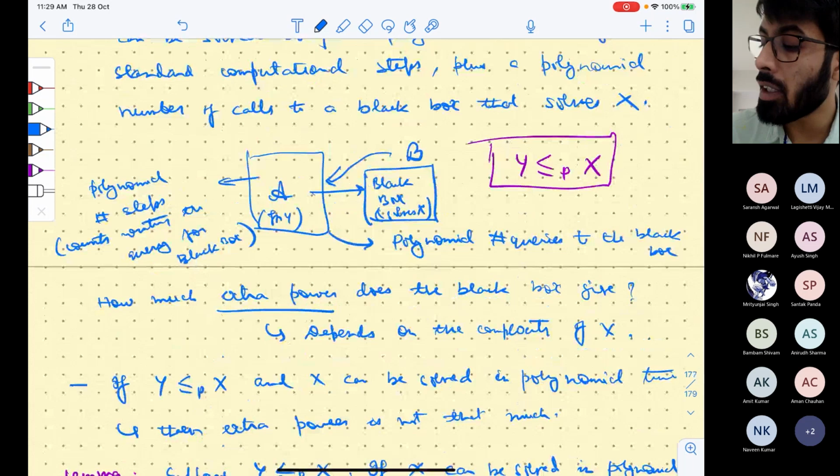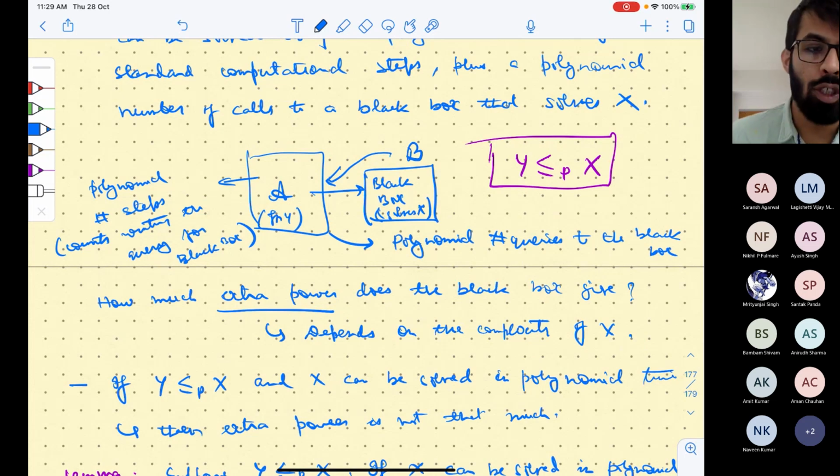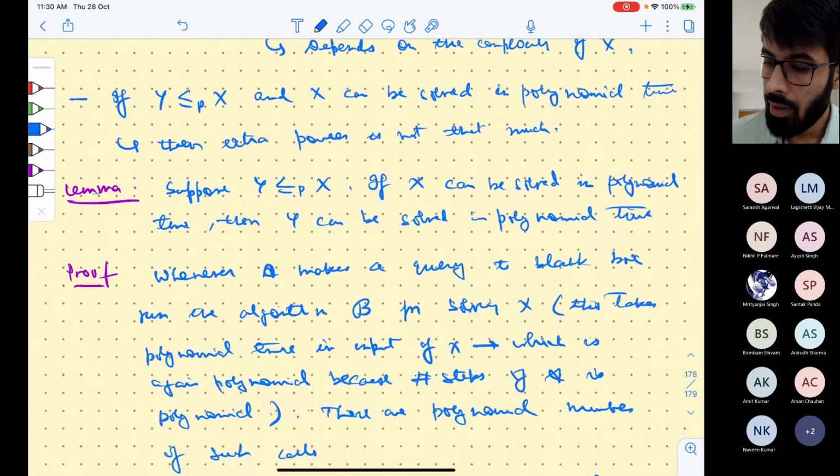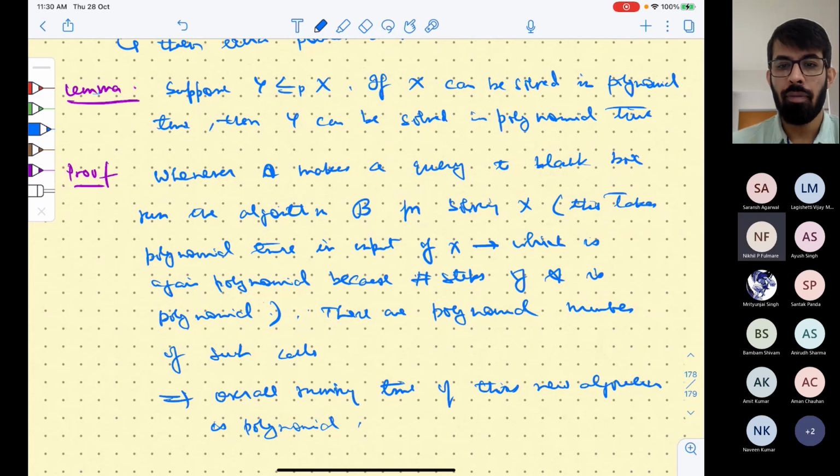So what did we do? We just embedded the black box inside A, because this black box was not doing anything much anyway. It is just solving the problem X, which can be solved in polynomial time. So instead of the black box, we replace it with the polynomial time algorithm B, which solves X. Okay, is the lemma clear? Any question?